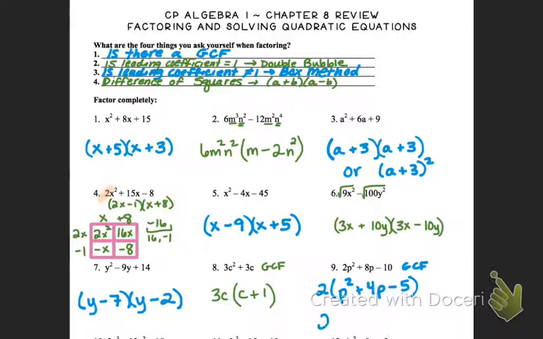The leading coefficient's 1, so we can go right to the double bubble, bringing down that 2 that's been on the outside. So we got p and p, because that's the only thing that can multiply to p squared, but what multiplies to negative 5 and adds to positive 4? That's going to be positive 5 and negative 1. Now we're done.